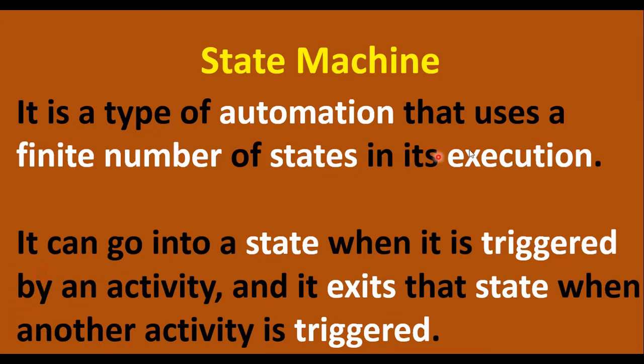So, the state machine is a type of automation that uses a finite number of states in its execution. When it is executing, it will use a finite number of states, one state or the other. That is called a state machine, and it can go into a state when it is triggered by an activity, and it exits the state when another activity is triggered. So this is how a state machine works, when it enters into the state and when it exits from the state. That is what the second point is.